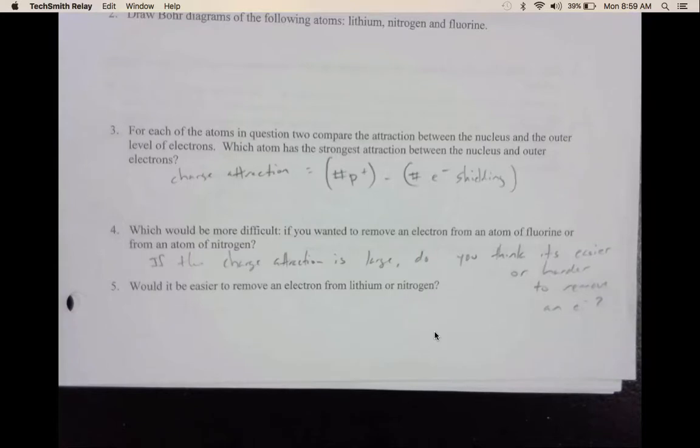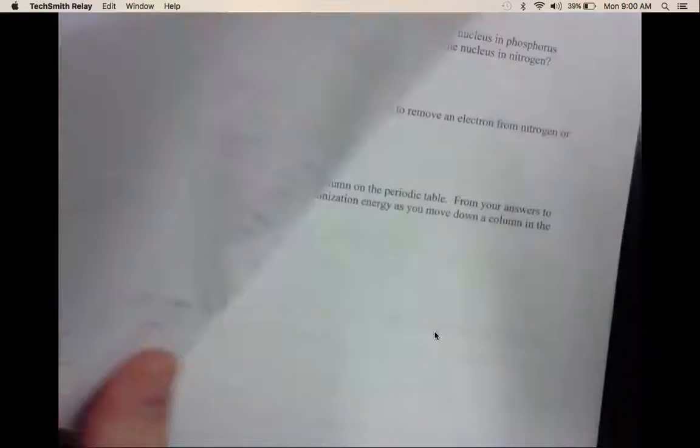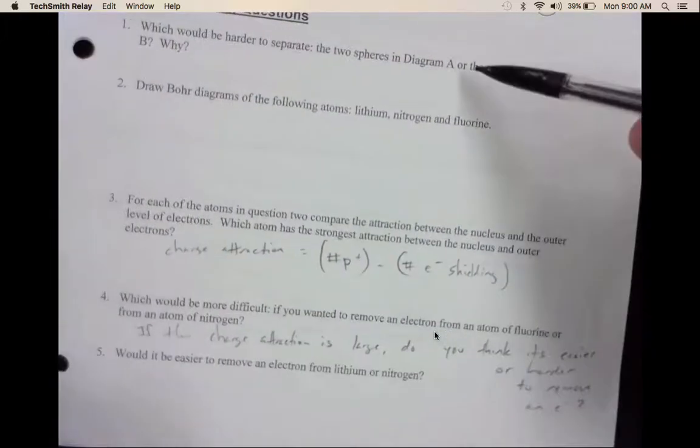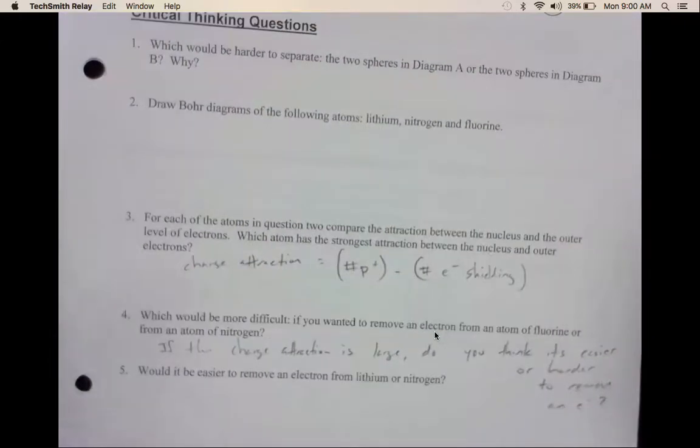So taking that into account, if we have a large charge attraction, do you think it's easier or harder to remove an electron? Remember how charge attraction affects the outer electrons. Larger charge attraction, you pull the electrons in closer together. So now using that information, you should pause the video and try to answer questions 1 through 5.